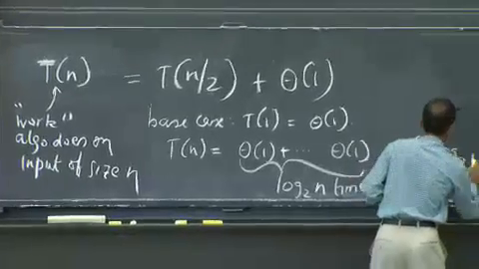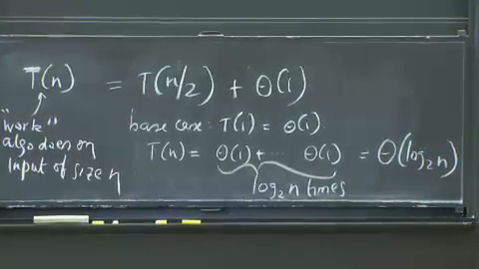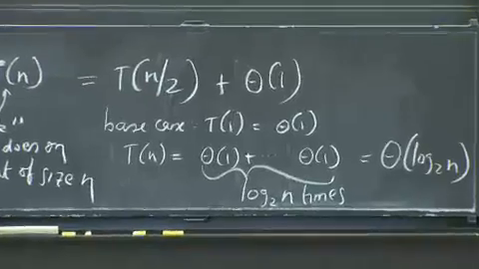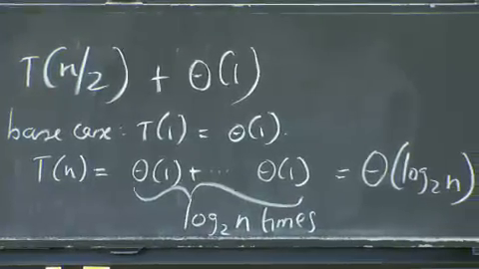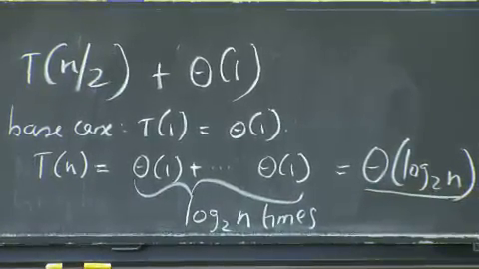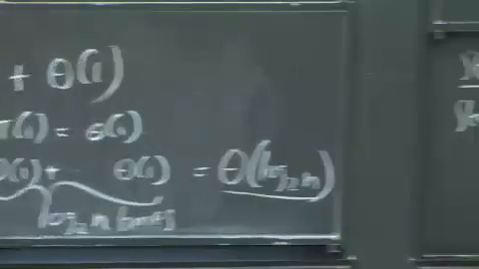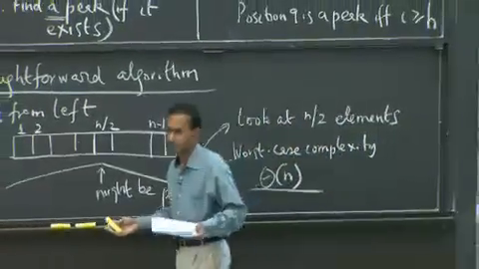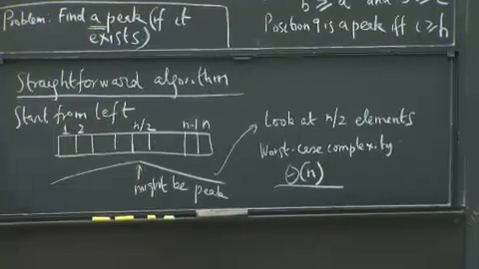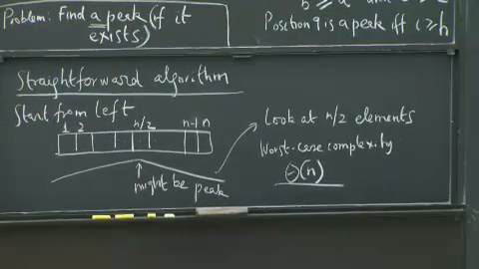And adding these all up gives you a complexity theta log n, right? So now you compare this with that, and there's really a huge difference. There's an exponential difference.